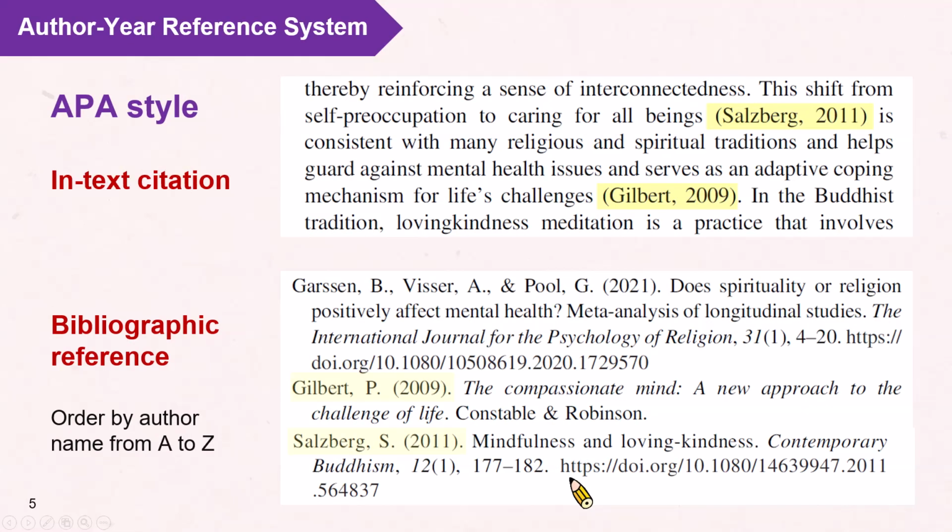There are two reference systems commonly used in academic writing. One is the author-year reference system. This is an example of APA style. Here's the in-text citation, which includes the author's name and publication year. The bibliography reference is at the end of the article, and it is ordered by author name from A to Z.